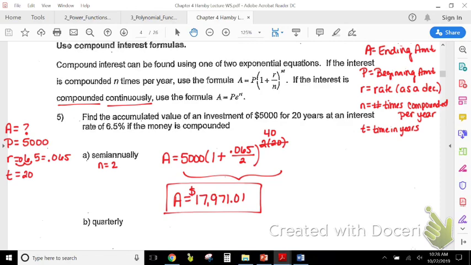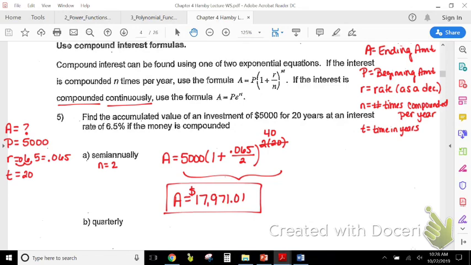Wait. A penny's worth 0.01? You're right, you're right. Woo. That's funny. It's okay. It happens to the best of us.